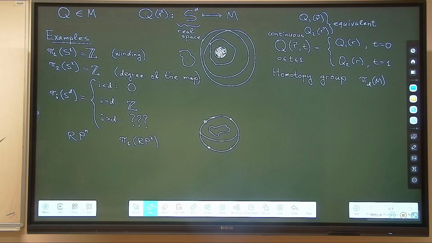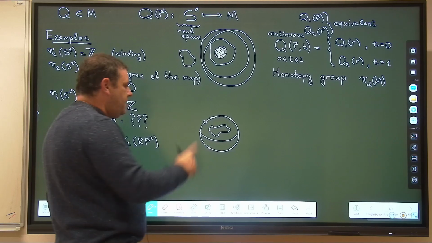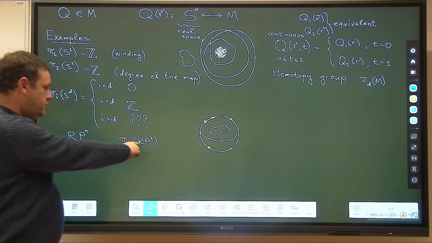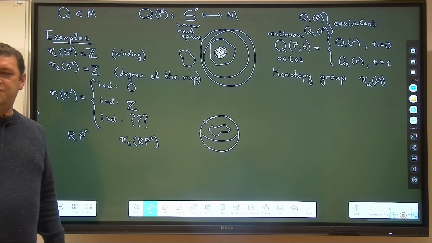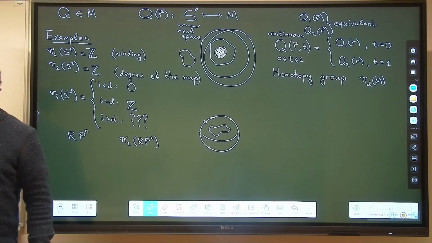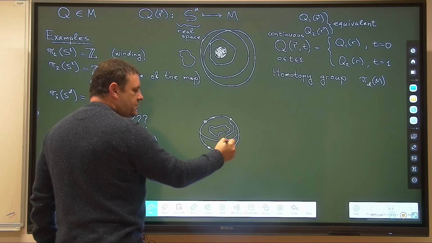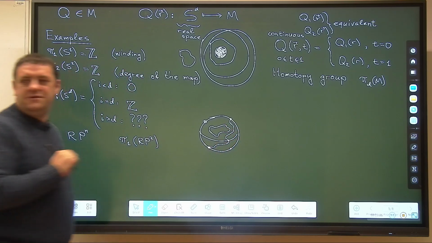The answer is yes, it's easy. You just take it and shrink. However, on the same real projective space RP2, the same sphere, there is another type of loop which goes like this. It starts from this point and ends at this point.